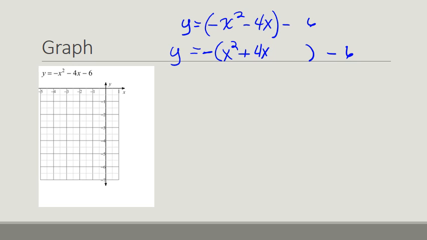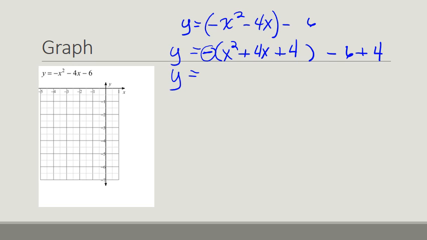So half of 4 is 2, and 2 squared is 4. Now, in order to not change the equation, I have to add the opposite over here. I've got this negative out front, so what I've added is a negative 4. So that means I've got to add 4 here. Okay, negative 4 plus 4 is 0. So we're doing the additive inverse, so we haven't changed the equation.